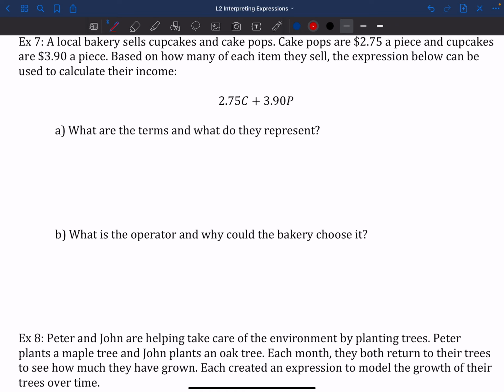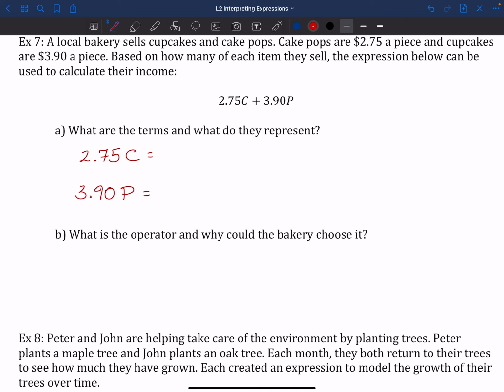2.75C plus 3.90p. So what are the terms? The terms, again, are these big chunky pieces. So 2.75C and 3.90p. We have to look back through the problem and think about it: there are two variables. One represents one thing and one represents the other.